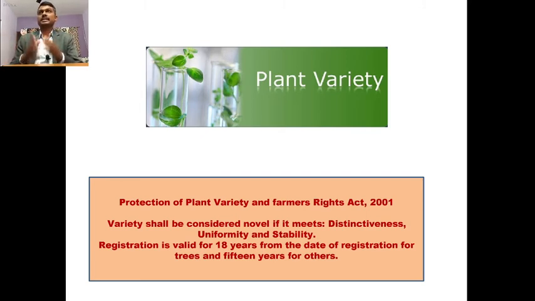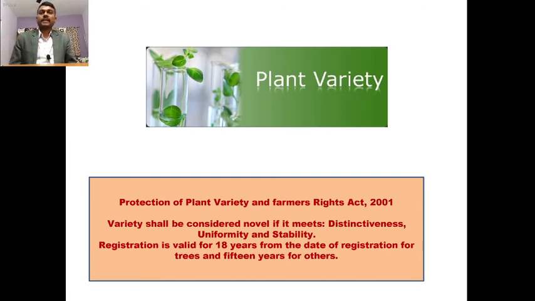Uniformity and stability means that particular feature or quality should be expressed in the plant uniformly in every propagation. Stability means first generation, second generation, the quality should be stable. It's not that the new quality incorporated in that plant fades away after the first generation or the second generation. It should remain stable, and no matter how long the propagation takes place or how many times it is propagated, you get the quality expressed in that plant uniformly and in a stable manner.